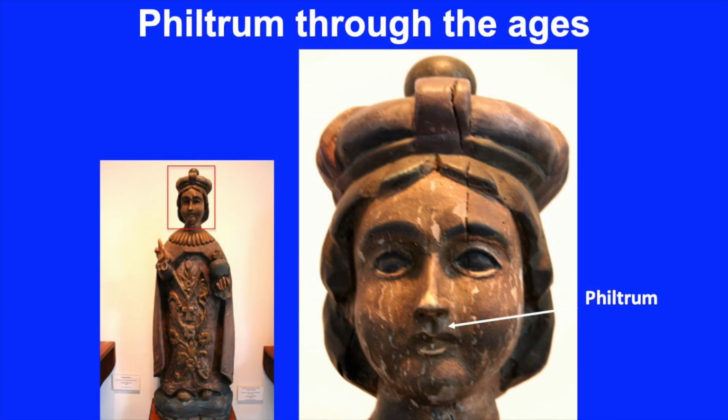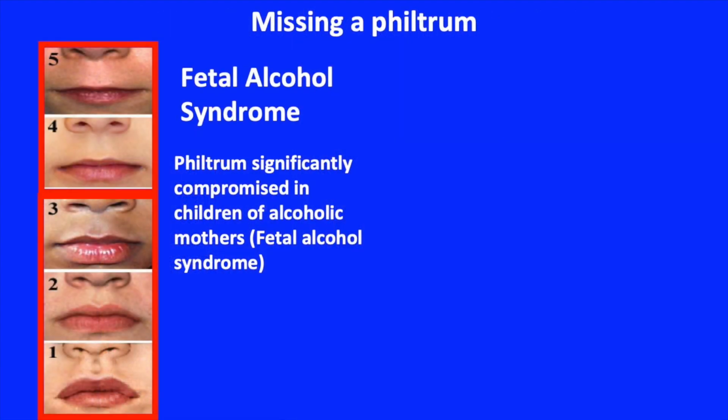And here's another example. It is a small figurine of a saint. The figure is about 12 inches tall, but in such a small statue, the artist felt compelled to add a human feature to the face, the philtrum. I brought up this discussion of the philtrum because the absence of a philtrum is a well-recognized outcome of fetal alcohol syndrome in babies born to alcoholic mothers.